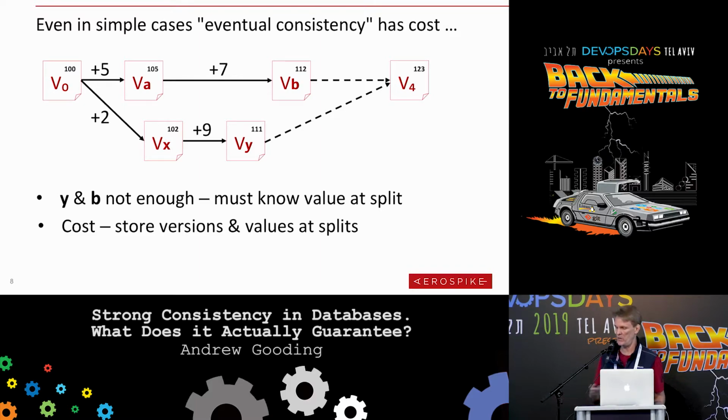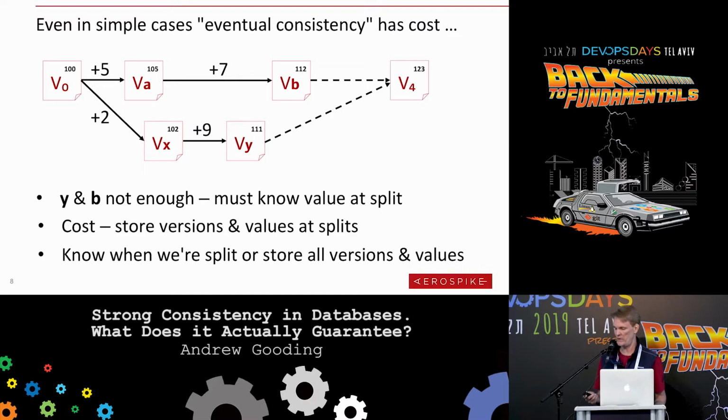You may not be able to see all the things at once. You may be merging one lineage with another one that you didn't directly split from. And so it turns out you actually kind of have to be able to ID the record that goes with the value that you have at the split. So you need to know the versions and values at the splits. And you either need to know when you're split or whole, when you're not split, to be able to clean up this history, or you're going to end up storing all the versions and values.